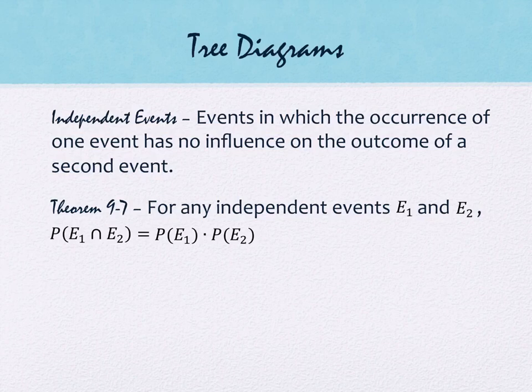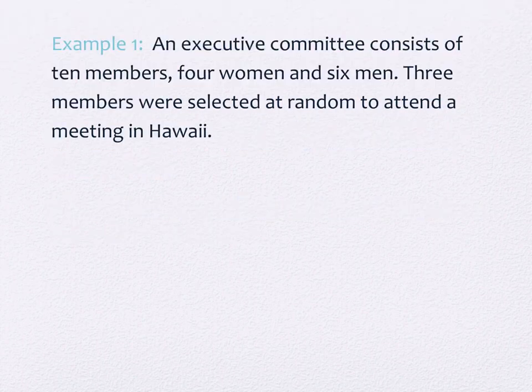And we're going to put all of that together in an example now. You ready? Okay. An executive committee consists of 10 members, 4 women and 6 men. 3 members are selected at random to attend a meeting in Hawaii.